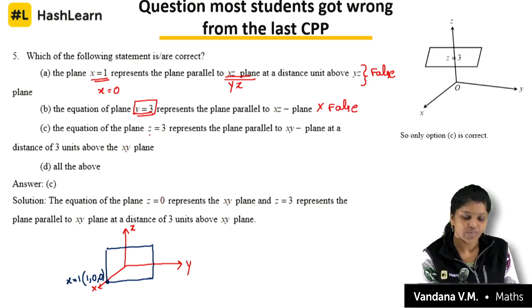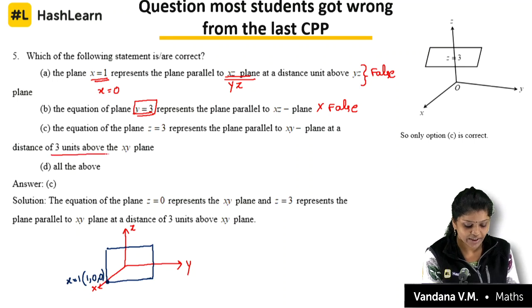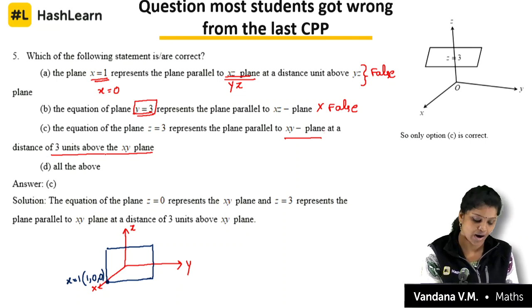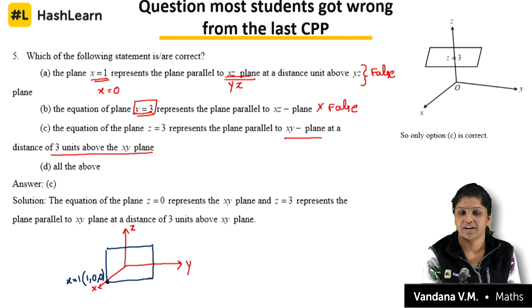Next, the equation of a plane z is equal to 3 represents the plane parallel to xy plane at a distance of 3 units above xy plane. See here, clearly they mentioned it. Whenever z is equal to 3, it is parallel to xy plane at a distance of 3 units above. This is very important, above xy plane. Is it clear to you?